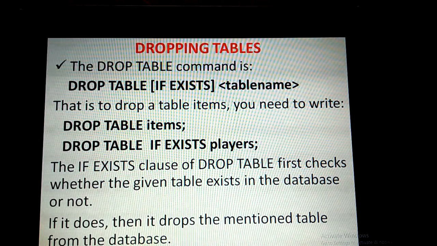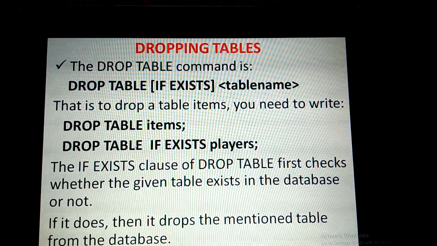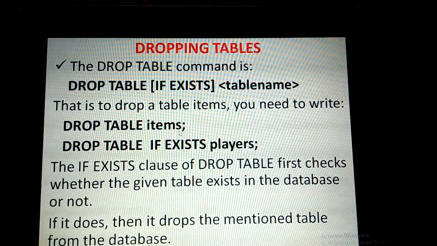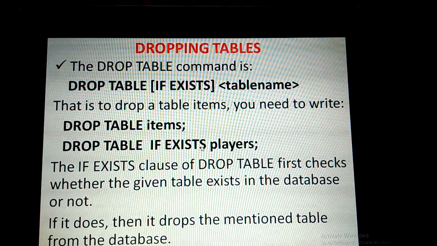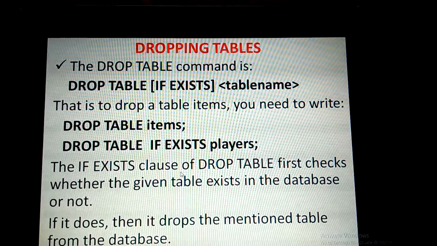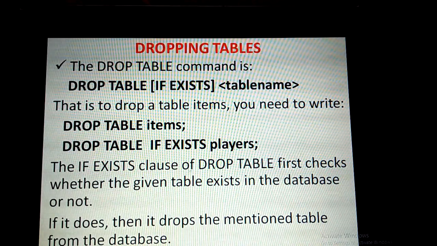The DROP TABLE command is DROP TABLE IF EXISTS table name. That is, we can give DROP TABLE items, or DROP TABLE IF EXISTS players. What is the difference between these two? With DROP TABLE items, if the items table is not already there, this will generate an error. If you give DROP TABLE IF EXISTS players, then if it exists it will delete that table, otherwise it will not do anything. So the IF EXISTS clause of DROP TABLE first checks whether the given table exists in the database or not. If it does, then it drops the table from the database.